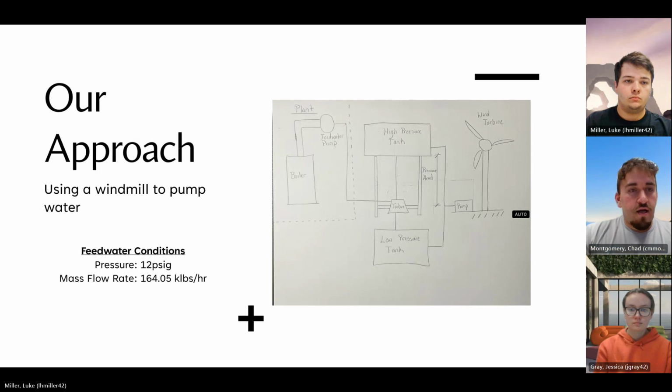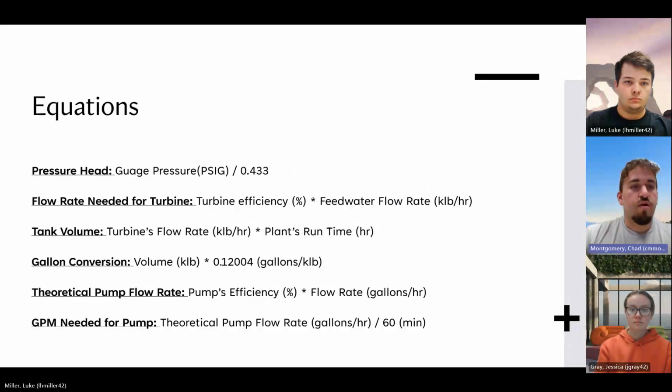And for the equations that we used, we have a couple easy conversions here for gallons and pressure head. But the main thing here, we have a flow rate for the system, and that will consider the turbine efficiency. And then we have a theoretical pump flow rate for the pump at the wind turbine. That will be used for the pump requirement, such as the GPM of the pump.